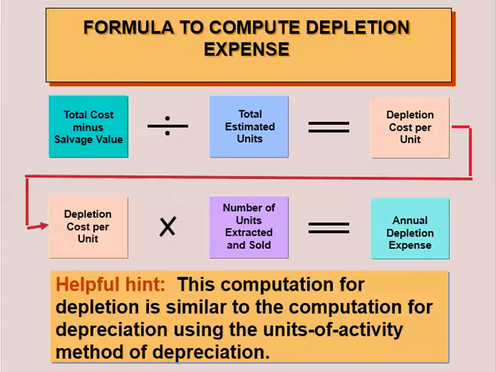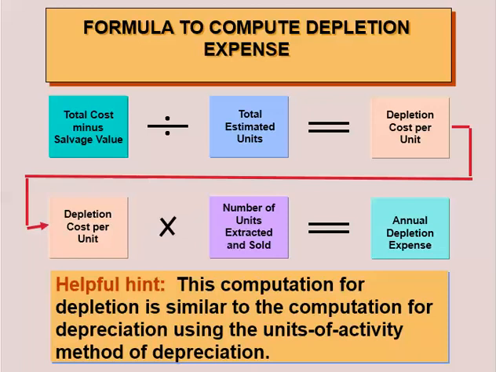And that formula is very similar to the units of activity, or in fact it's the same as we learned when we did depreciation. In this case, we take our depletable cost, calling it depletable cost this time instead of depreciable cost, which is your cost minus your salvage or residual value, divided by the total estimated units that we expect to extract from the ground. That gives us a depletion cost per unit. Take that depletion cost per unit times the number of units extracted or sold during the year, and that will give us an annual depletion expense.